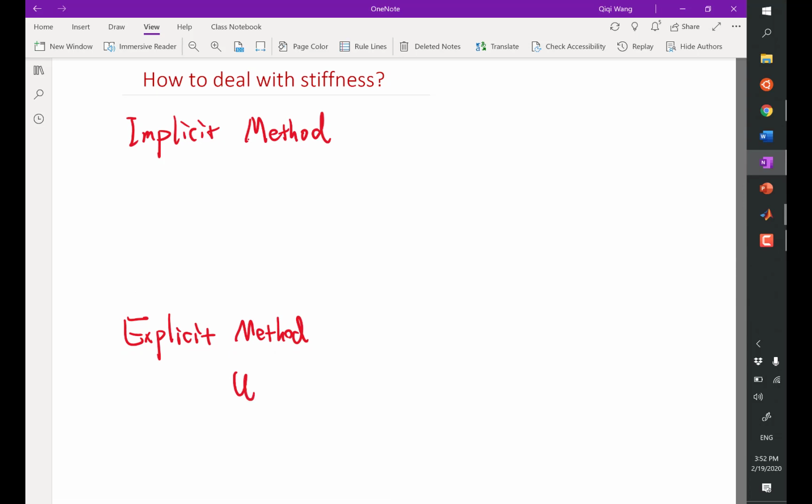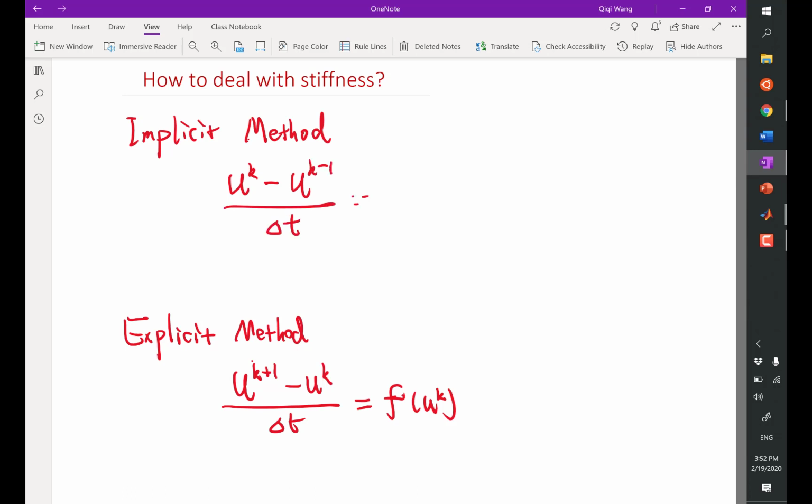The forward Euler is u_{k+1} minus u_k divided by delta t equal to f of u_k, right? The implicit method, a prominent example is what we call the backward Euler. Instead of a forward Euler, it's backward Euler. This is backward Euler. It looks actually pretty symmetric to forward Euler, right? Instead of using u_{k+1} minus u_k, we use u_k and u_{k-1}.